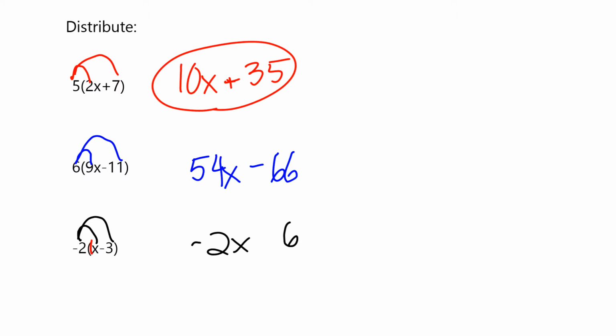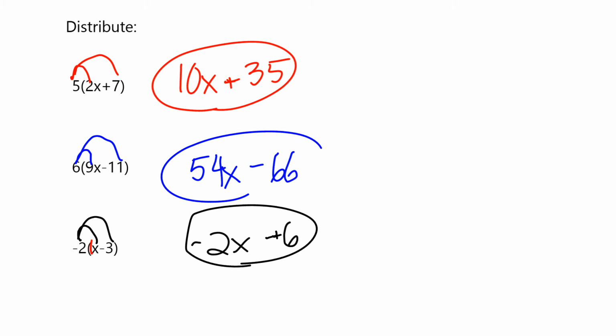Should the sign in front of the 6 be negative or positive? Because we have a negative 2 times a negative 3, you should remember that a negative times a negative should always be positive. Here are the answers for these 3 distribution problems.